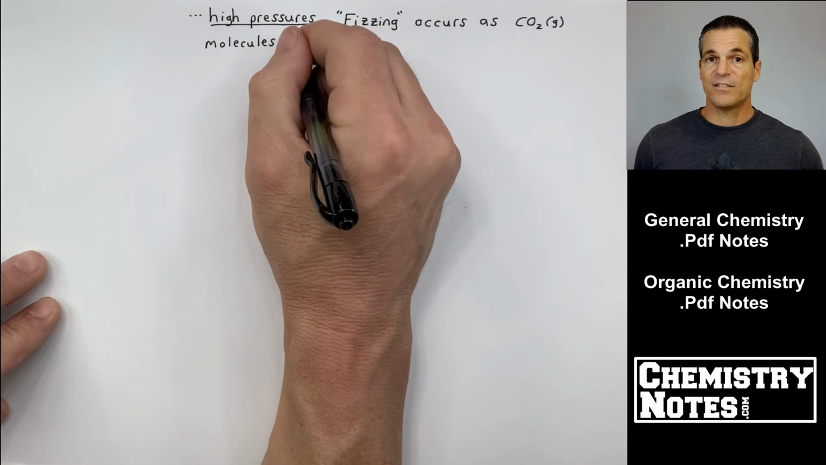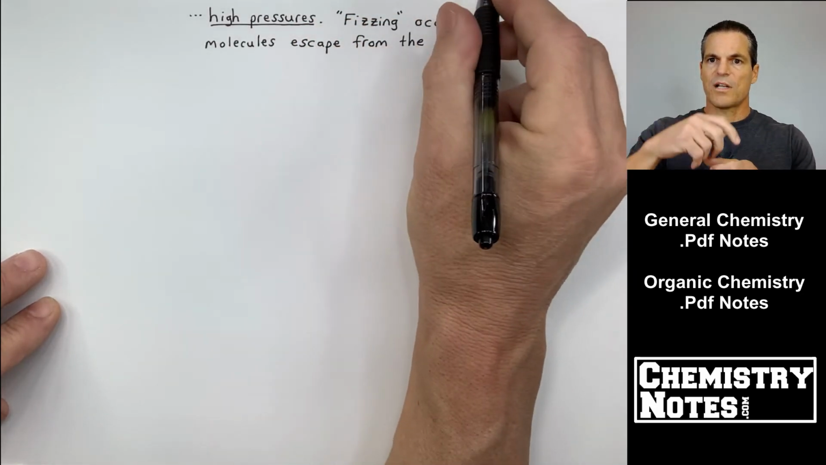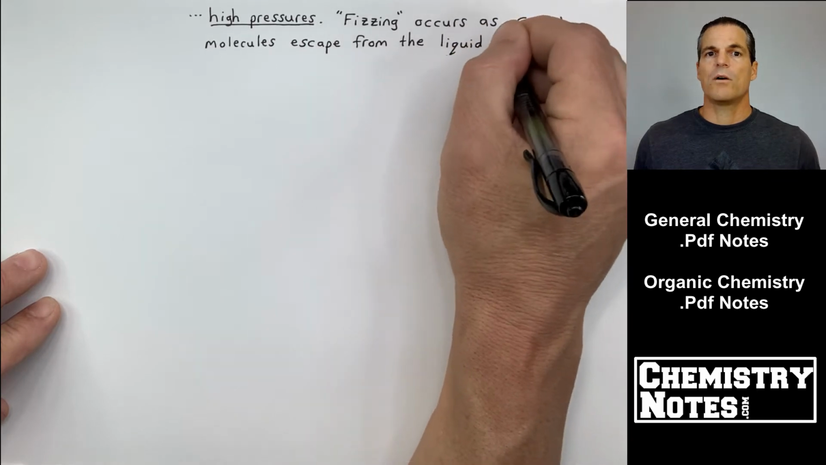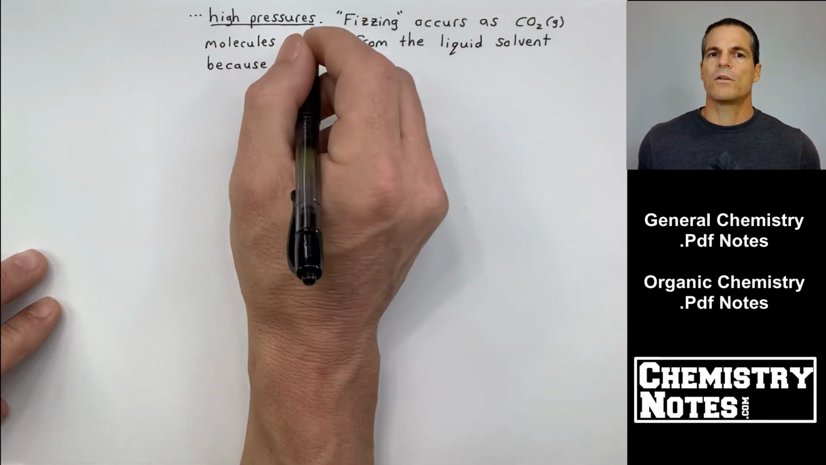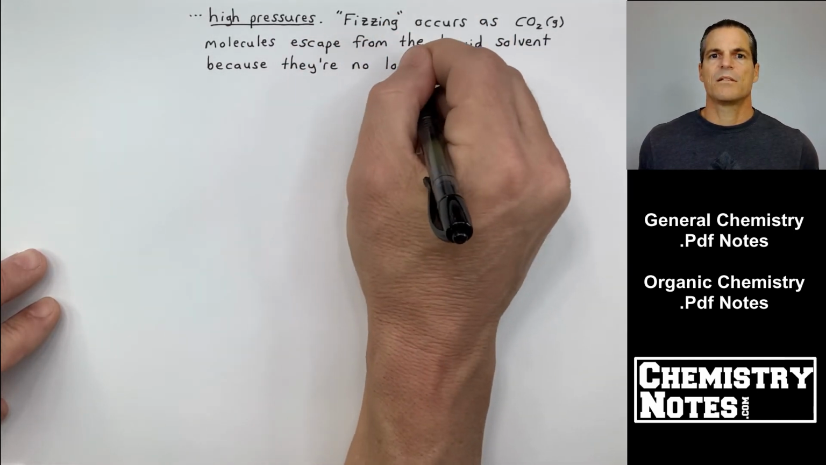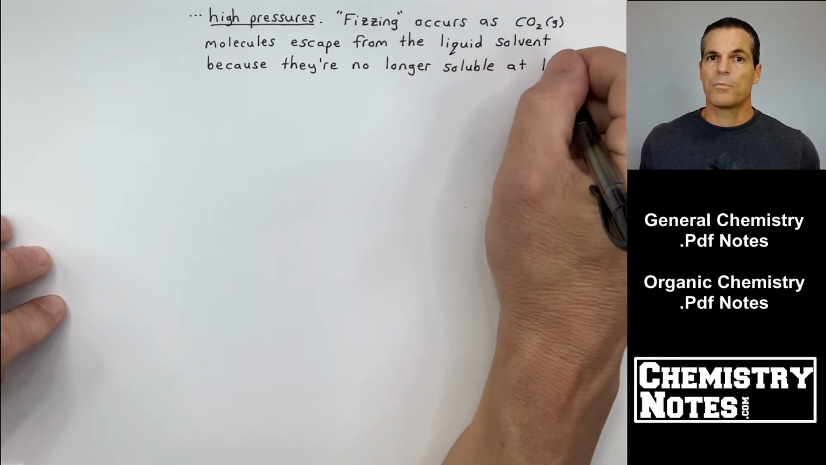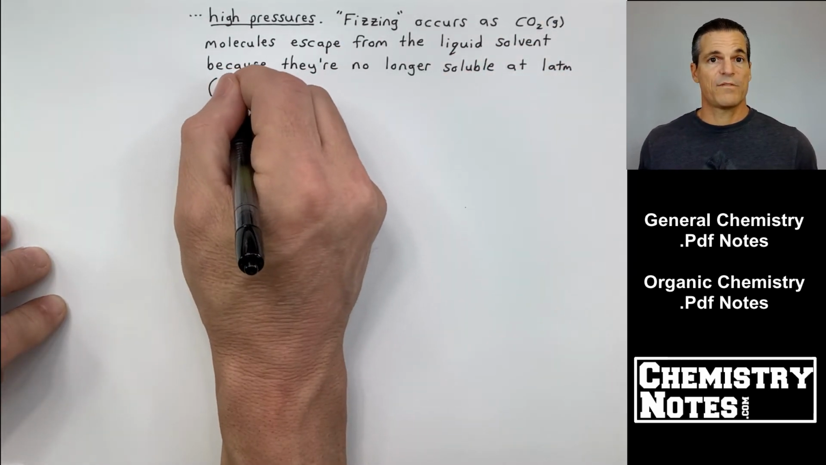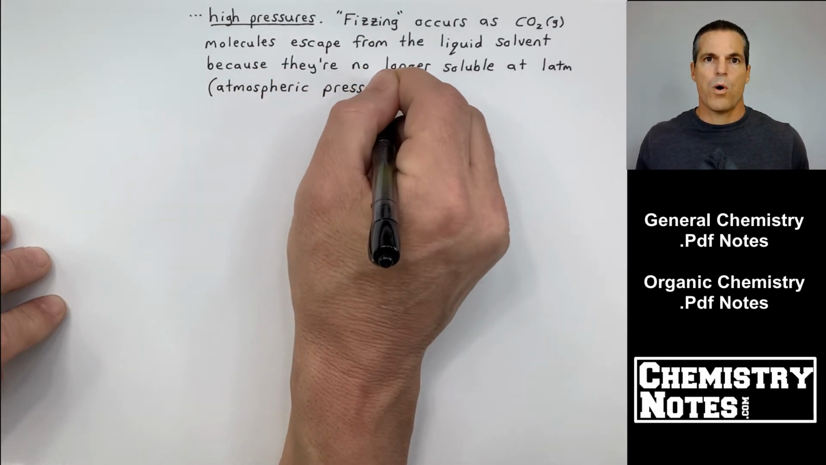Now, the fizzing that happens when you open a can of Coke or when you twist off the lid of a bottle of Coke, the fizzing that occurs, that's CO2 molecules escaping from the liquid solvent, water, because they're no longer soluble at the much lower pressure, that pressure being 1 atmosphere pressure, right? Out here in the environment, it's essentially 1 atmosphere pressure.